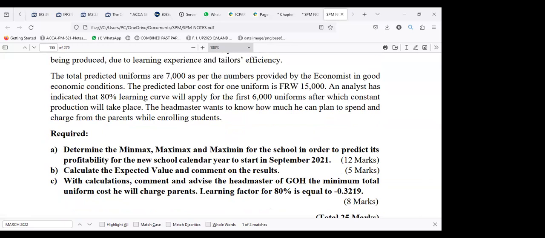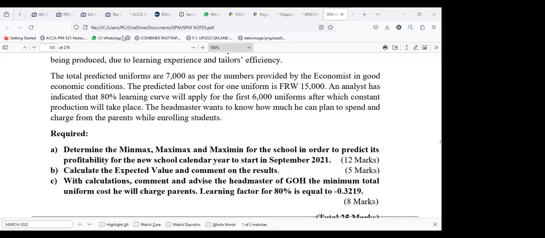The learning factor for 80% is equal to the log. We already know how to calculate the log. They have told us that it is the index, sorry, the index that is equal to 0.321, which is a negative figure. So if that's the case, we can go to the question and solve it and get some 8 marks for that, and move to regression and the rest of high-low issues and time series.